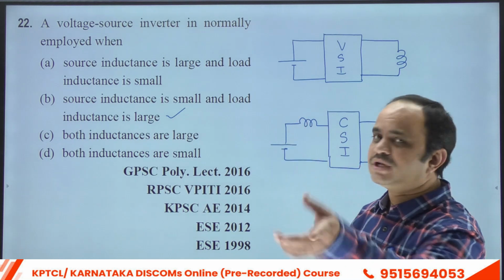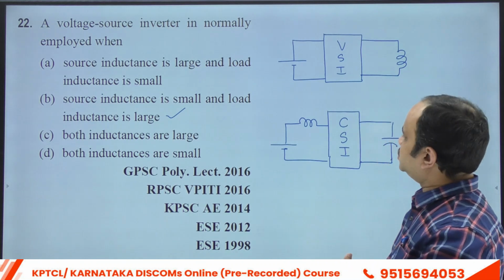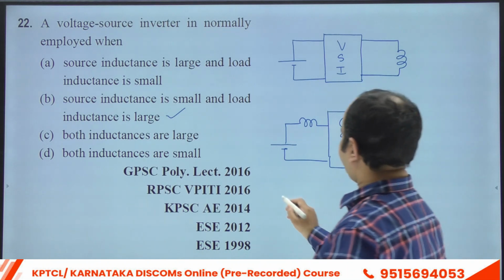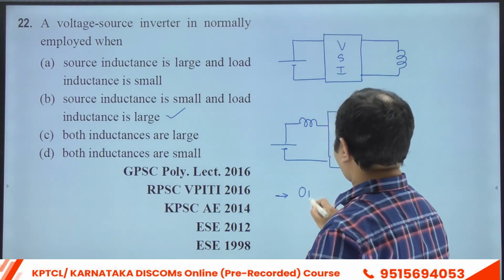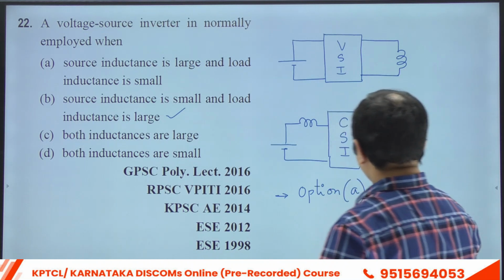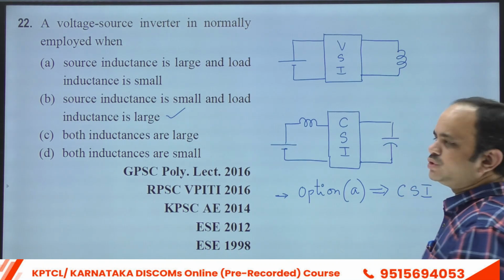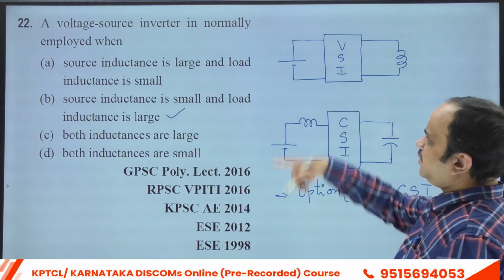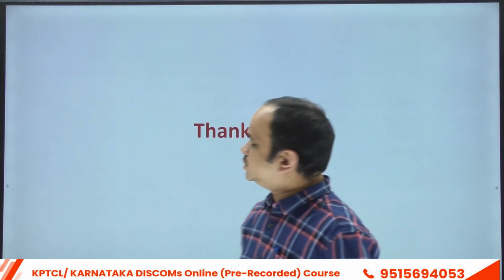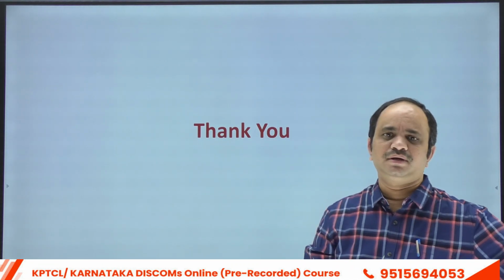Suppose the same question is asked in terms of current source inverter, then what should be the option? Source inductance is large and load inductance is small. So let me write down here, option A should be used for current source inverter. Option B is for voltage source inverter. So these are the previous questions from power electronics.